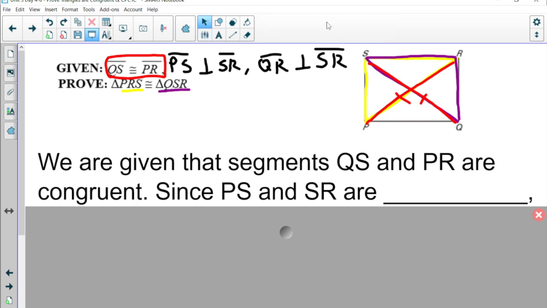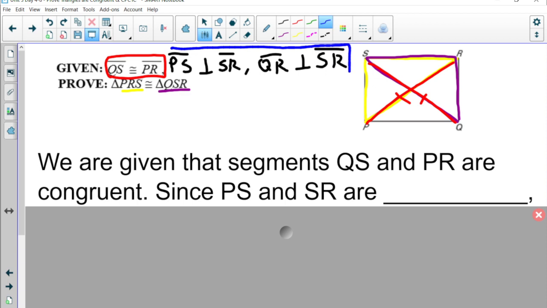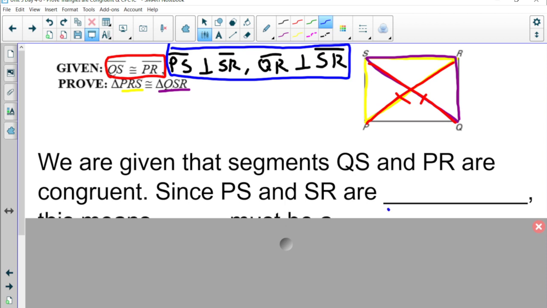All right, then let's look at this information. Notice that this is not saying congruent. So that means we're going to need to do something else with it, usually using a definition that we know. So we need to look at that symbol and think, what does that symbol mean? Well, that symbol means perpendicular. So we're going to say that these segments are perpendicular. So that is P to S with S to R.